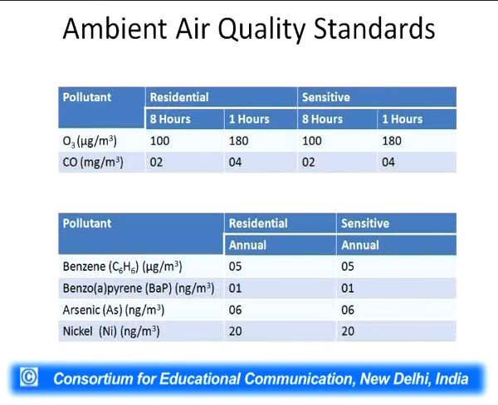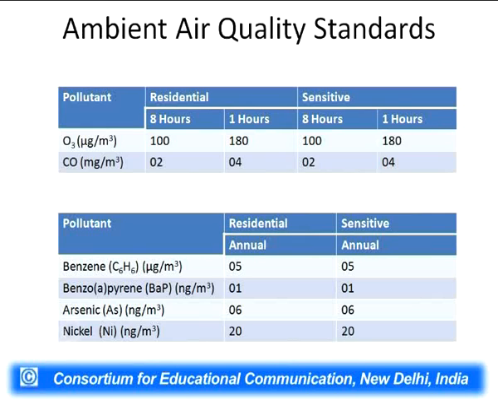As far as ozone is concerned, it cannot be more than 100 microgram. The division is now based not on annual and 24 hours, but on 8 hours and 1 hour basis. So O3's 8 hours average should not be more than 100 microgram per meter cube in residential and sensitive area, and its 1 hour average shouldn't be more than 180 microgram per meter cube in residential or sensitive area.